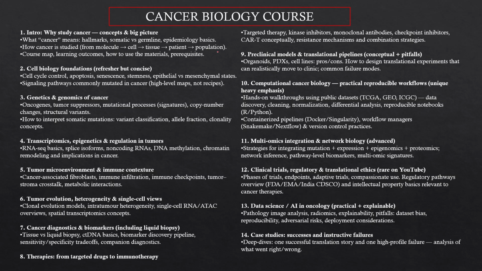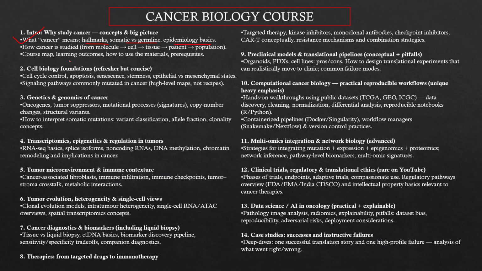So to summarize, in this course, we have basically covered the introduction of why to study cancer. We have discussed the hallmarks and defined somatic and germline and epidemiological basics, how cancer is studied from the patient to the population. We have road mapped the different prerequisites of cancer progression.